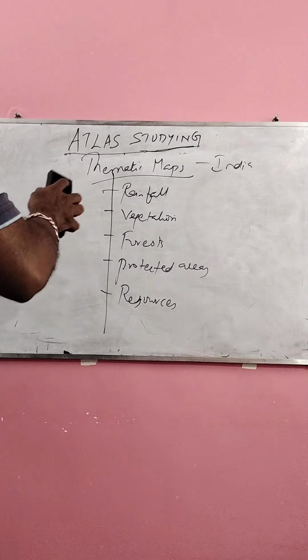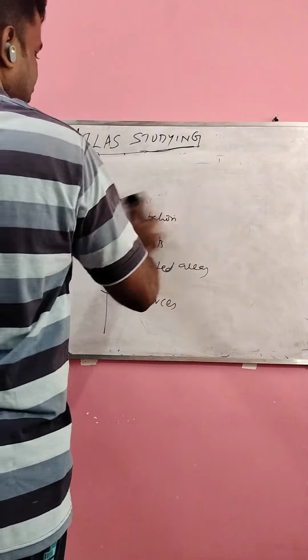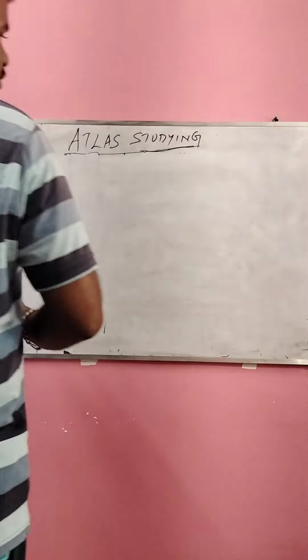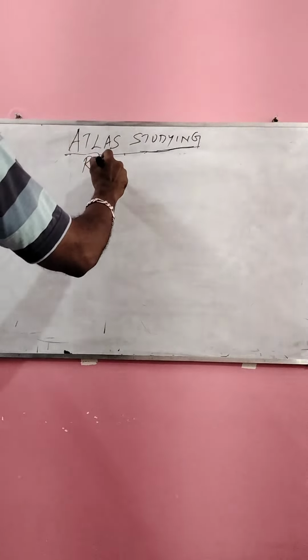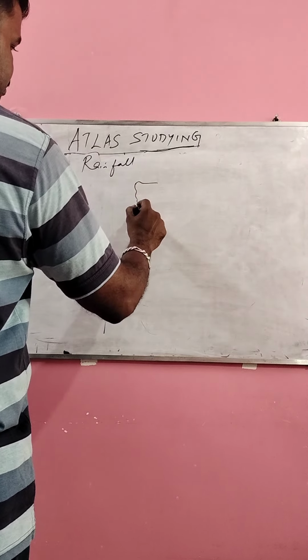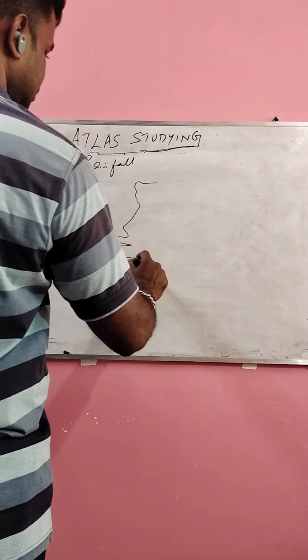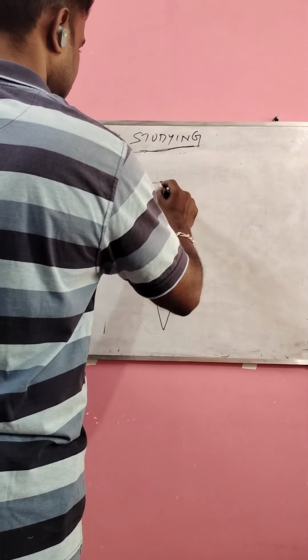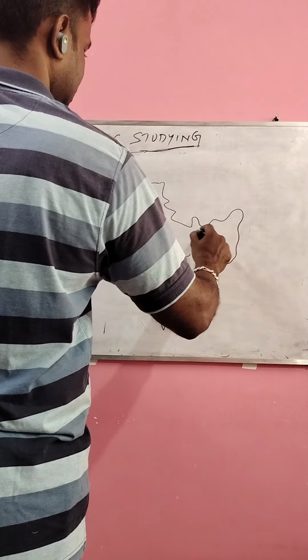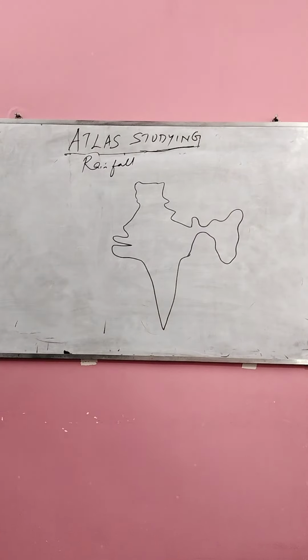I will explain taking the rainfall thematic map into account. What is the theme here? Rainfall. What is the pattern of rainfall in India? I can study from this map. Okay, draw the map of India. Roughly. Okay. Then mark the important rainfall regions.